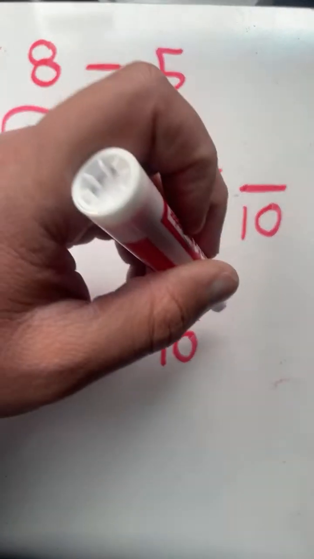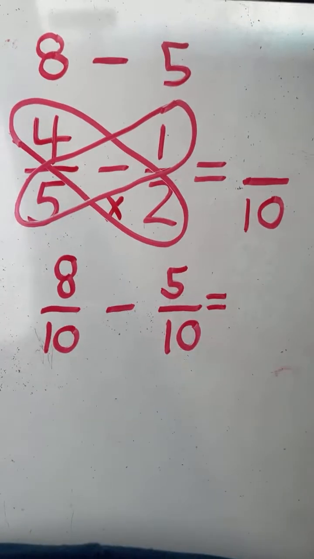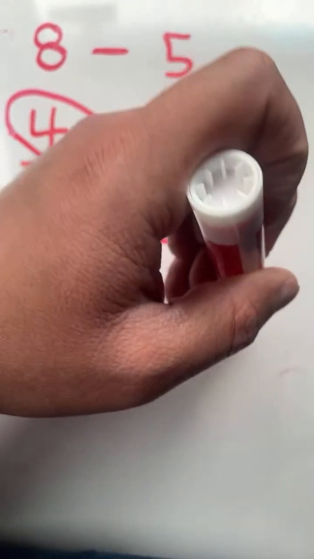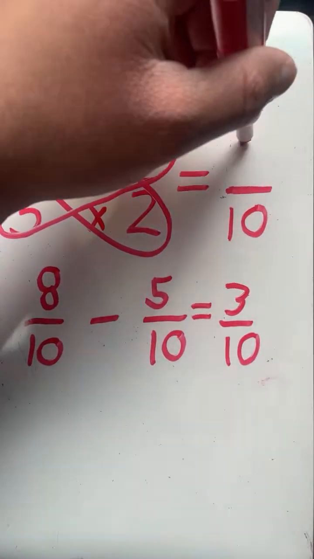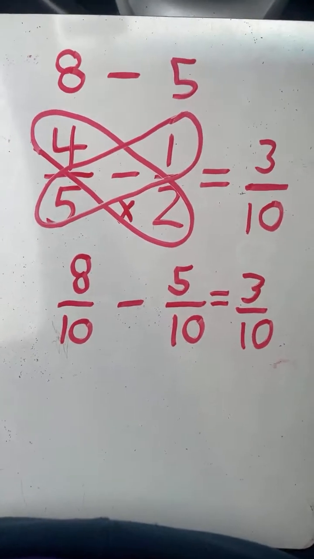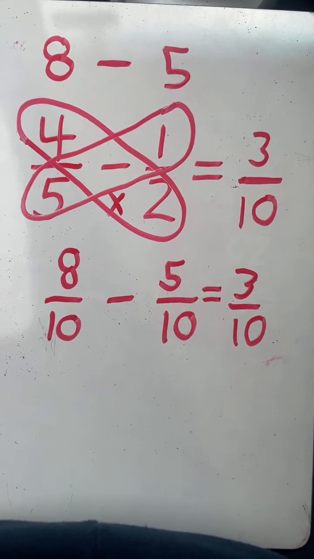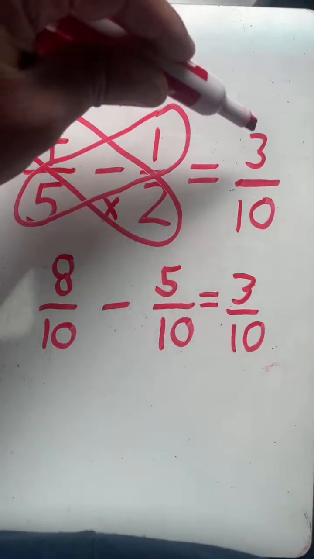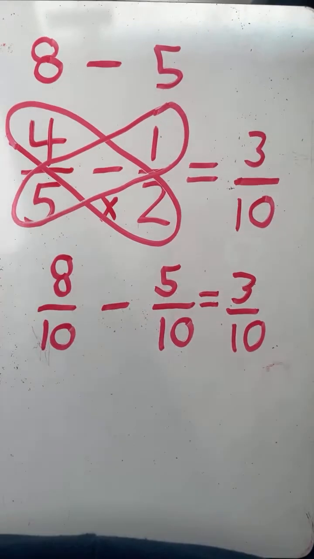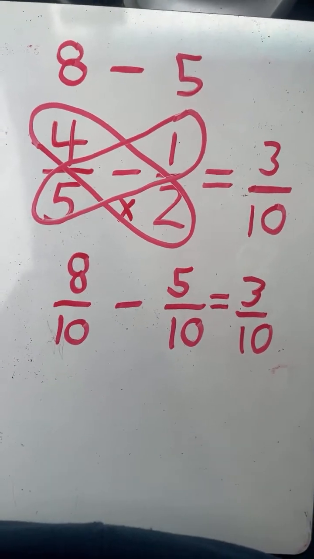Alright, so we have 8/10 minus 5/10. 8 minus 5 equals 3. Now that we have a common denominator, it will stay the same. And we have our final answer, 4/5 minus 1/2 equals 3/10. Now this is an answer that cannot be reduced any further. This answer is already in lowest terms.